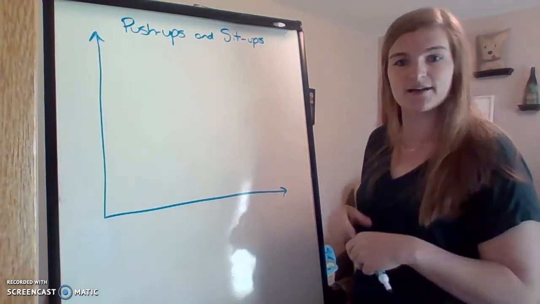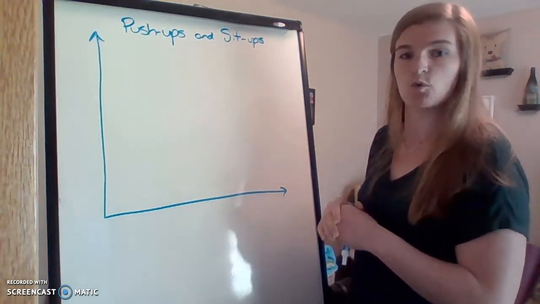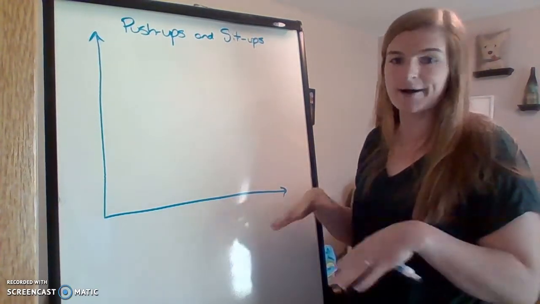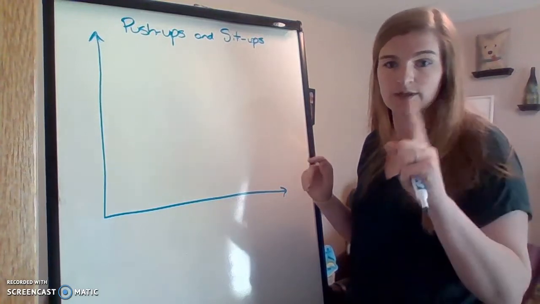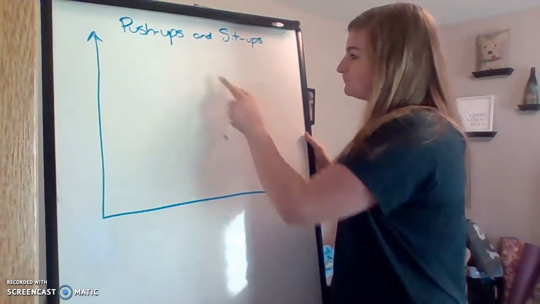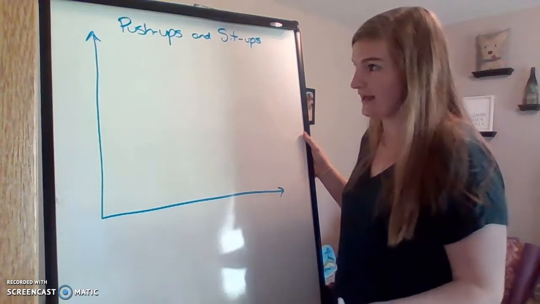So the first thing is our graph is going to be just a quadrant one. So you're just going to make like a big L. We don't need to worry about negative numbers, so we don't need to worry about the rest of the quadrants. We only need quadrant one. So I have a big L. And then I need to label my X and Y axes.